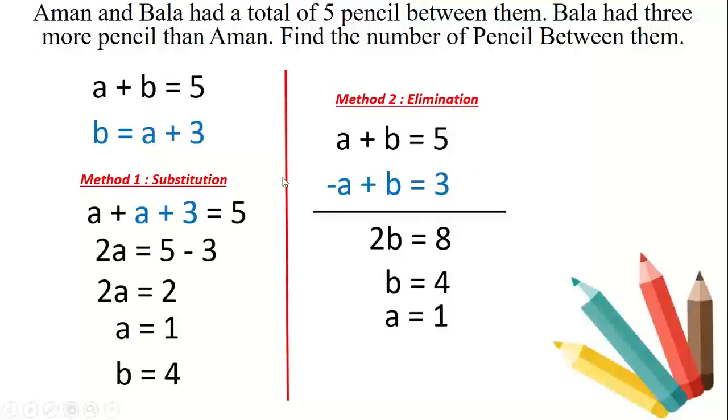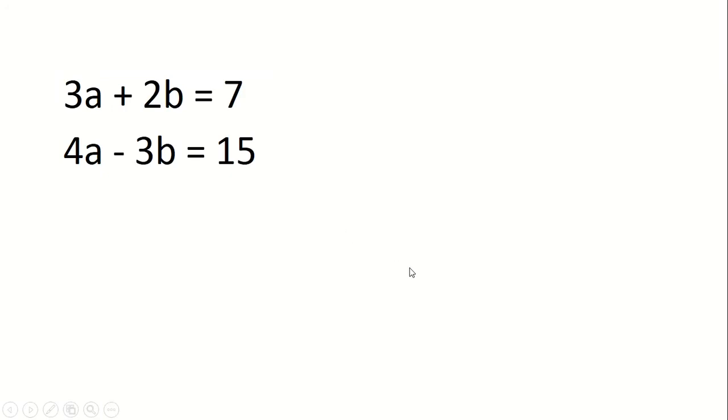Let's look at the other example, where 3A plus 2B is given as 7 and 4A minus 3B is given as 15. Now it's very difficult to solve these equations with the first method, that's the method of substitution. So I'm going to use the method of elimination. I can see that the coefficient of A in the equations is 3 and 4, while the coefficient of B is plus 2 and minus 3. To make the coefficient of B equal, I have to multiply the first equation by 3 and the second equation by 2. I have taken the LCM of 2 and 3, which is 6.